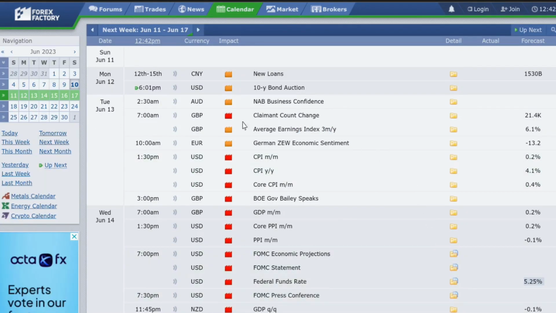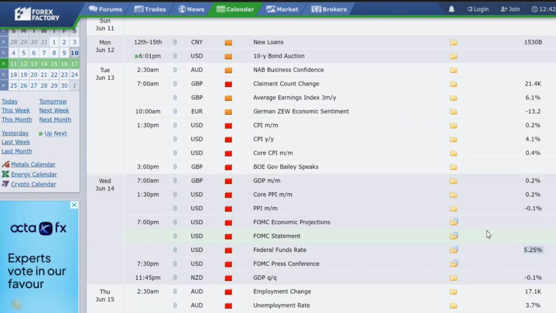US dollar has the show next week for itself. So watch out for US dollar pairs. Maybe more weakness to USD, or USD will bounce back and it will regain its strength. So let's see how it goes right there.